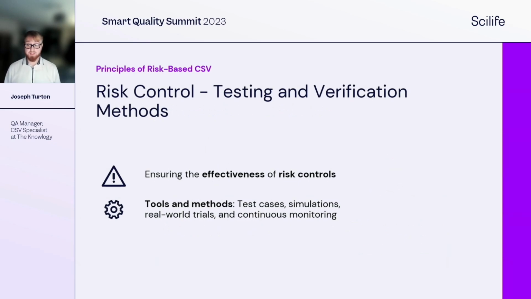It's one thing to implement risk control, but how do we identify its effectiveness? This is where testing and verification methods come in, whether through simulated test cases or real-world trials or continuous monitoring. We must validate that our risk controls work as intended. It's the final check, ensuring that we're not blindly trusting our measures, but actually verifying their efficacy. Verifying that the mitigation strategies you've put into place are appropriate and commensurate to the risk is critical to load balancing the level of effort you need when validating and maintaining your validations going forward.